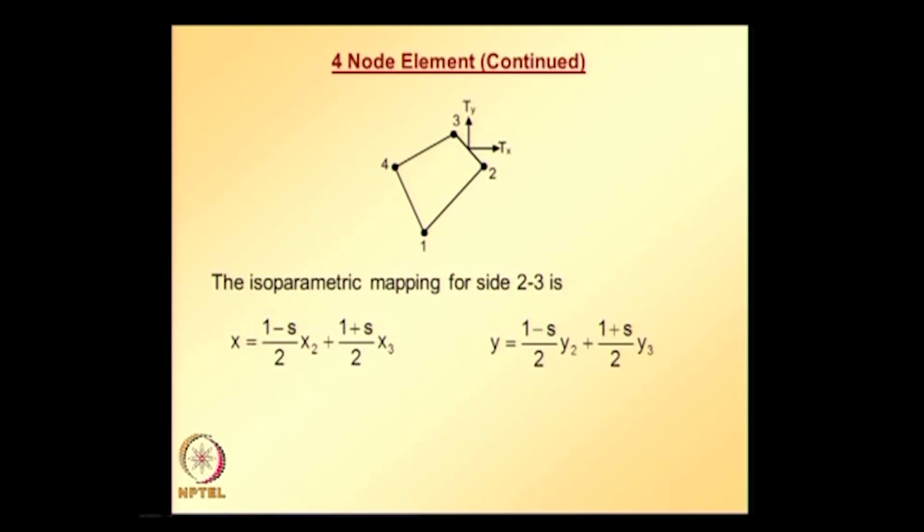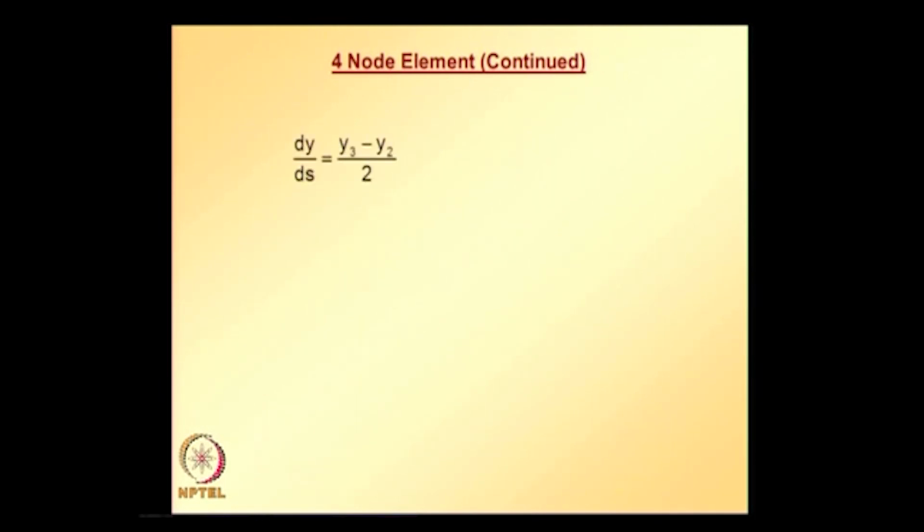So, this is how x and y are related to s, the local coordinate system of the parent element. Once we have this information on x and y, we can easily take the partial derivative of x with respect to s and the partial derivative of y with respect to s. This is the partial derivative of x with respect to s, which can be rearranged as shown there: dx is equal to x3 minus x2 divided by 2 times ds. Similarly for the partial derivative of y with respect to s.